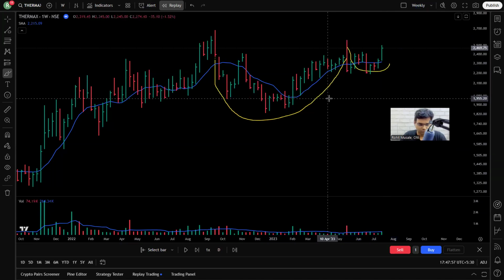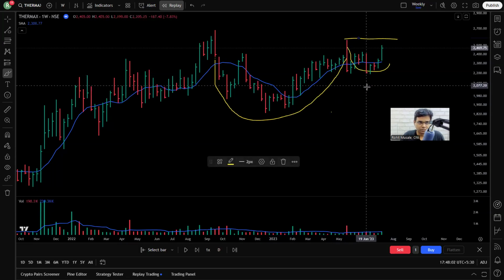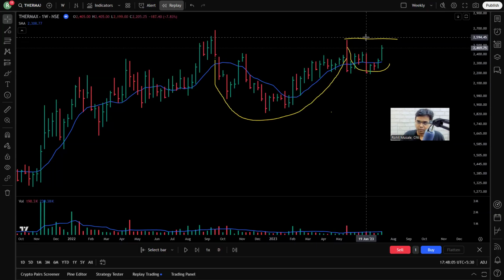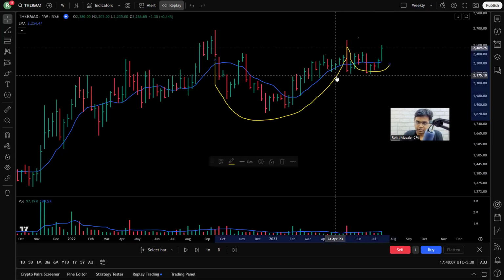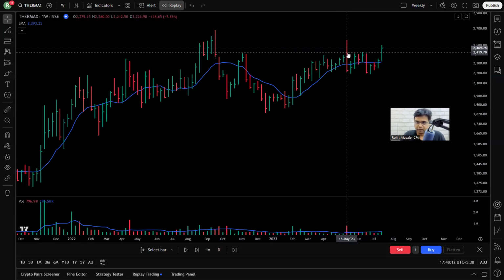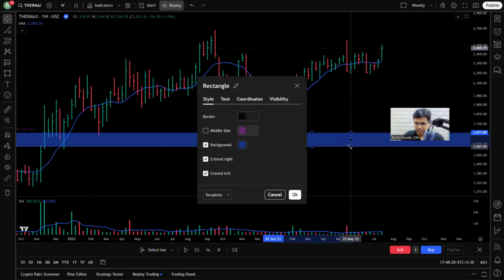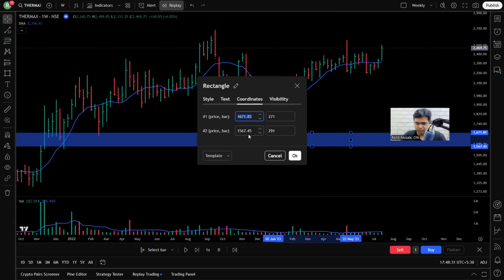Let me remove this. How to remove this? Just a second. Yes. Let me remove these dots as well. So the high of this candle is the pivot point. So this is 2560. So let's draw the blue zone. Okay, 2560. So I will go to rectangle. Sorry. I'm doing it practically for you so that this becomes a part of your system. So 2560.